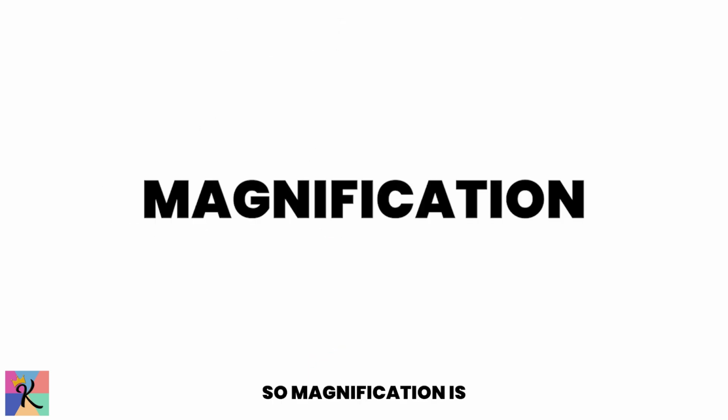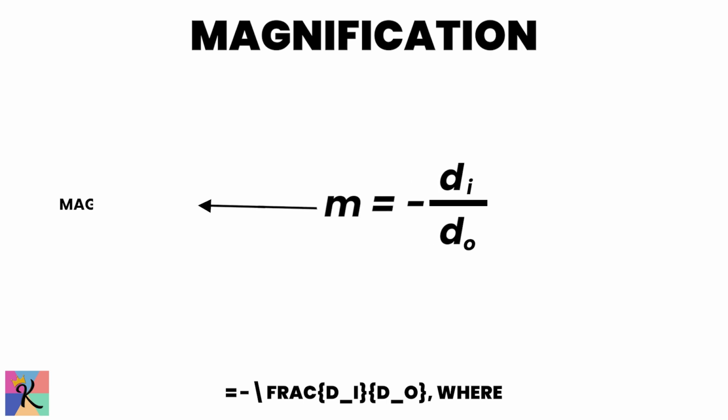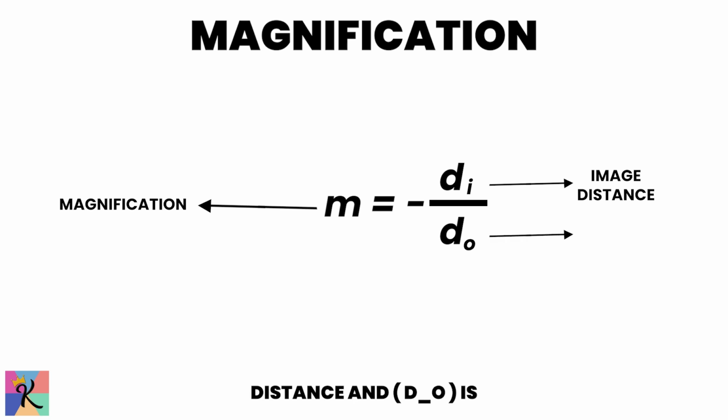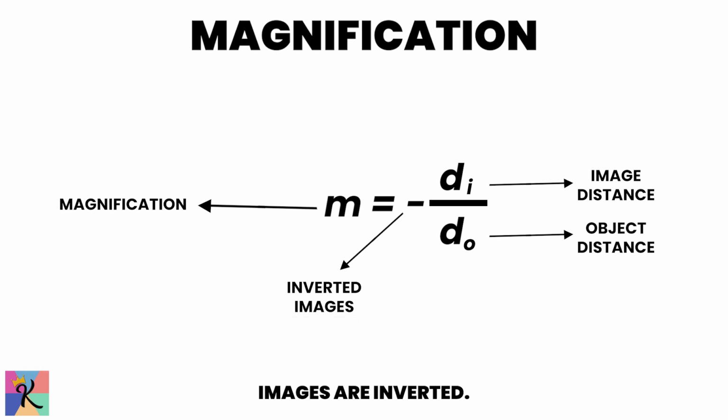So magnification is given by the equation m is equal to negative di over do, where di is the image distance and do is the object distance. The negative sign indicates that real images are inverted.